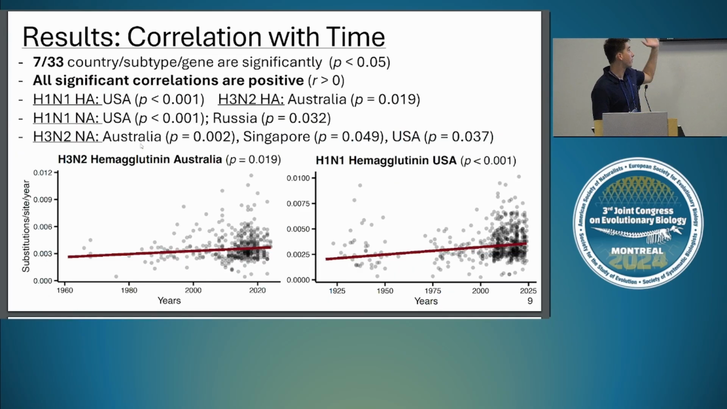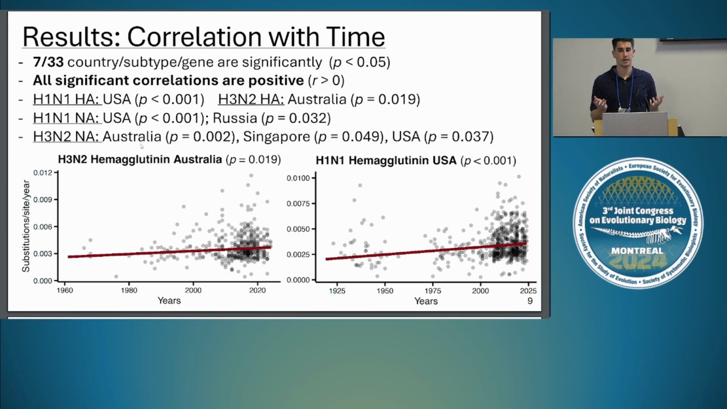Out of 33 countries, we had 7 that were significant, and all the ones that were significant were positively correlated, which suggests that the evolution rate is getting slightly faster through time. So here I included 2 examples: H3N2 for the hemagglutinin for Australia, and H1N1 for the hemagglutinin also for the USA.